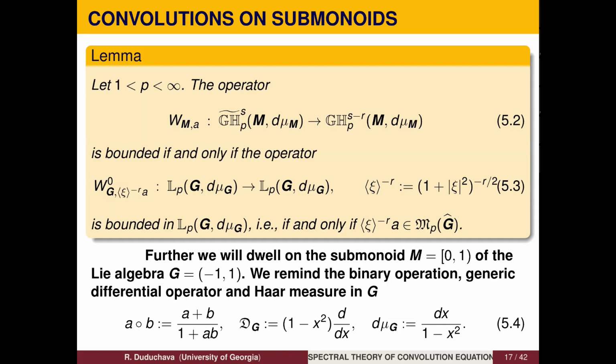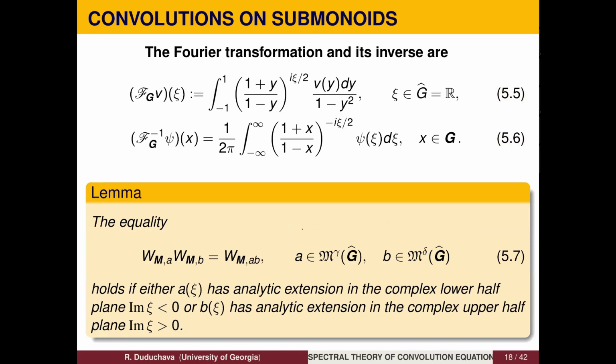These are the operators for this subgroup, for the group (0,1) inside (-1,1). And the Fourier transform for this group is written here. There is the Fourier transform and its inverse. We have also, as I mentioned, the Parseval identity for them, and so on.